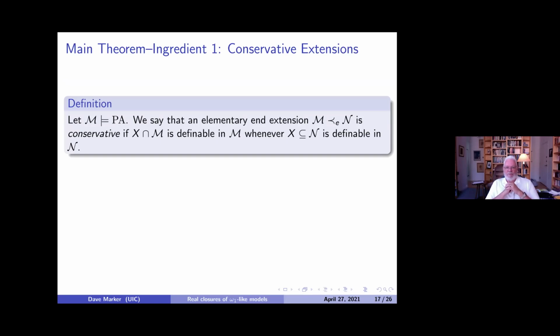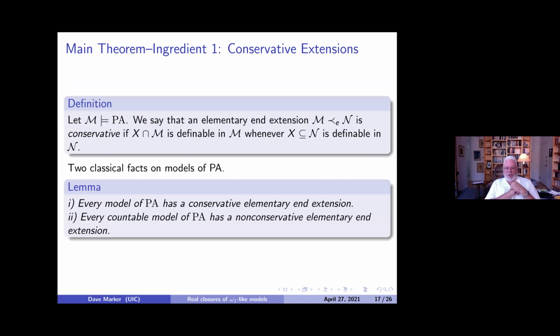So recall that in a model of PA, if I take an elementary end extension, it's conservative if for any definable set in the big model, if I intersect that with the small model, it's definable in the small model. And two of the classical facts on models of PA is that every model of PA has a conservative elementary end extension. I mean, this comes from the usual McDowell-Specker argument, but also that if I take a countable model of PA at least, it's going to have a non-conservative elementary end extension. So for countable models, I can build conservative end extensions and I can build non-conservative end extensions.